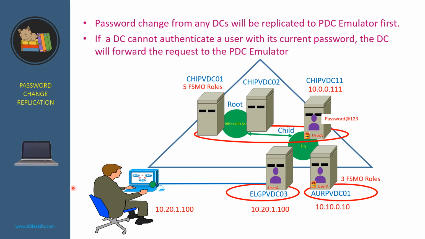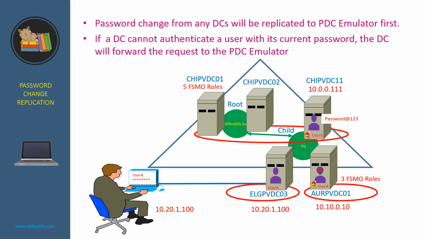Now user A logs on to his computer with the new password, and the authentication request will be sent to LHPVDC03 because it is the local DC of user A. Because LHPVDC03 doesn't have the current password, it cannot decrypt the authentication service request from user A, and it has to forward the request to the PDC emulator, which is OPVDC01.